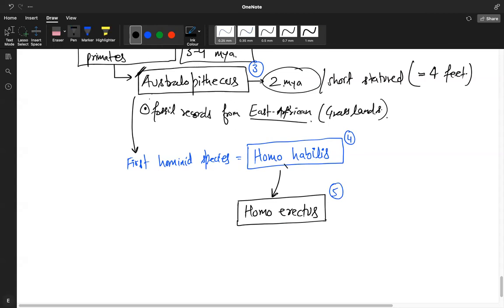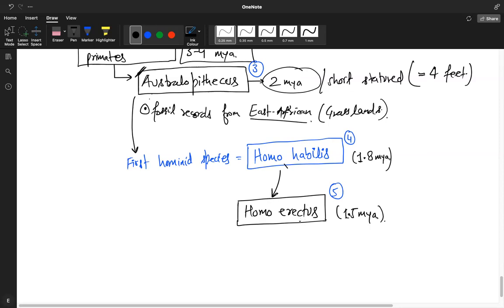So Australopithecus is around 2 million years ago. This is around 1.7 or 1.8 million years ago. And Homo erectus is 1.5 million years ago. When I'm saying this 1.5, it is the earliest fossil that has been found, okay, which means they were there.